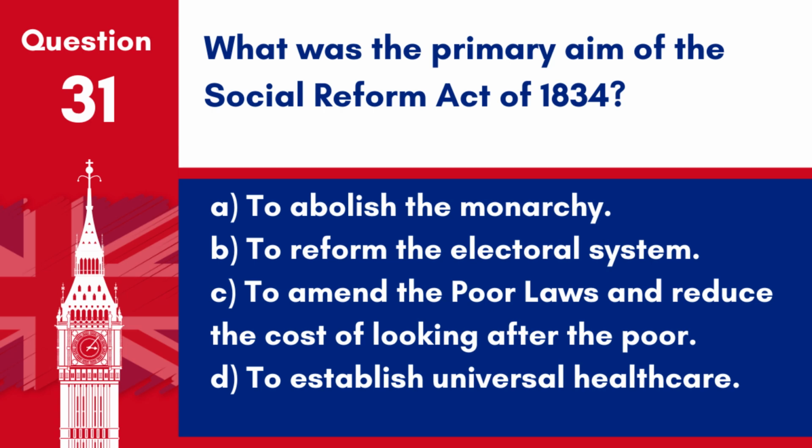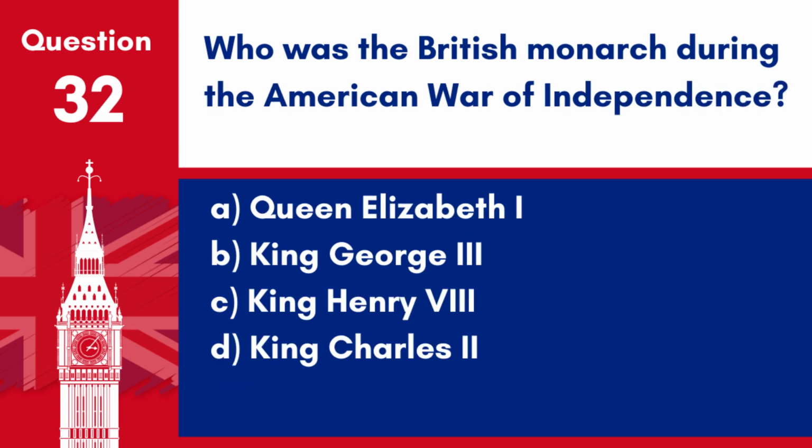Answer: C. To amend the poor laws and reduce the cost of looking after the poor. The Social Reform Act of 1834, also known as the Poor Law Amendment Act, aimed to reduce the cost of poor relief and encourage the poor to be self-sufficient. Question 32. Who was the British monarch during the American War of Independence?